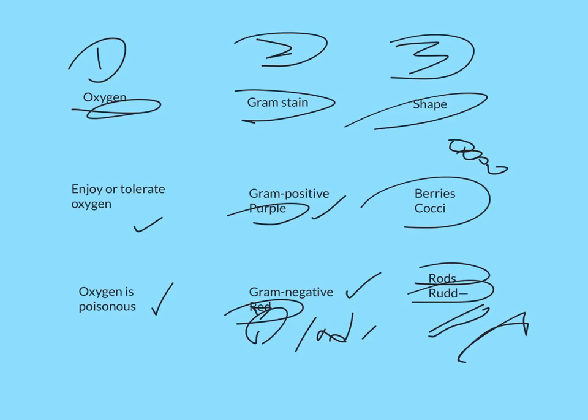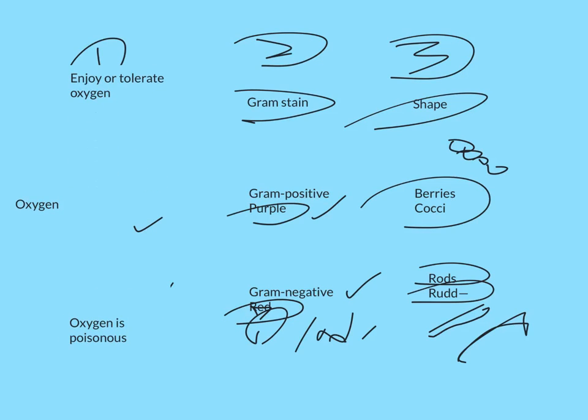All right, let's start by building our structure. So we're going to start moving the stuff. First question is how they react to oxygen. Oxygen is either poisonous to them, down at the bottom over here, or they enjoy or tolerate it. That is our first level that we're going to start looking at.